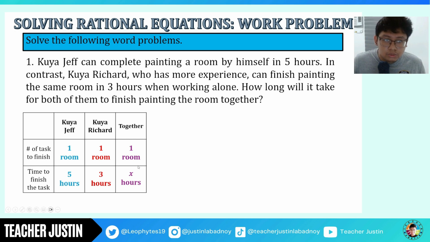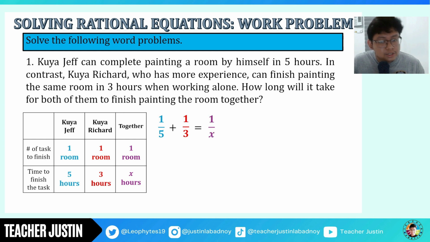In solving this, we will write our number of tasks to finish and time to finish the task as a ratio. Kuya Jeff, working alone, has a ratio of 1/5 in completing the task. Kuya Richard will have 1/3. Since they're working together, we need to add their performance. So the rate of Kuya Jeff plus the rate of Kuya Richard, 1/5 plus 1/3, is equal to their rate if they work together, so 1 room over x. So this will be our rational equation.